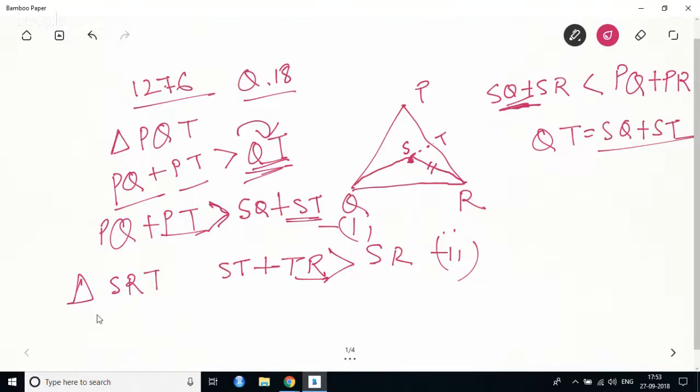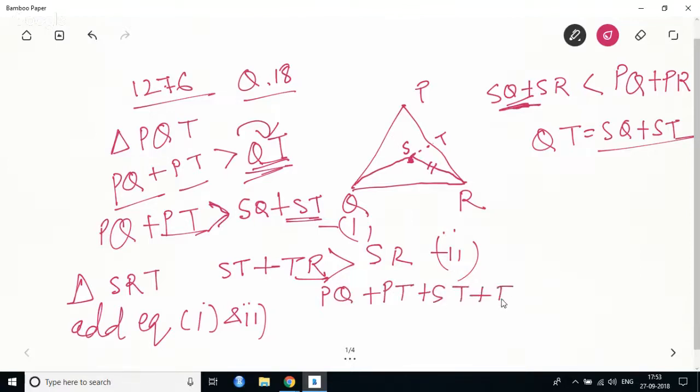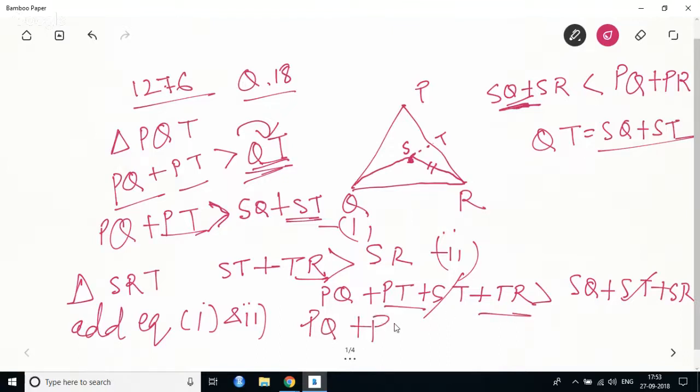I'll add both the equations. So add equation 1 and 2. I'll write PQ plus PT plus ST plus TR is greater than SQ plus ST plus SR. Now ST is gone. PT plus TR is PR. So PQ plus PR is greater than SQ plus SR. This is how you prove it. Did you all understand it?